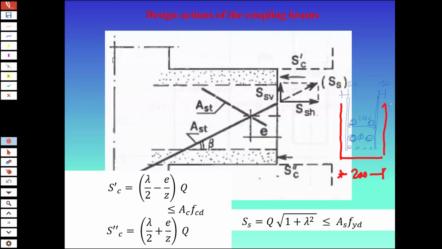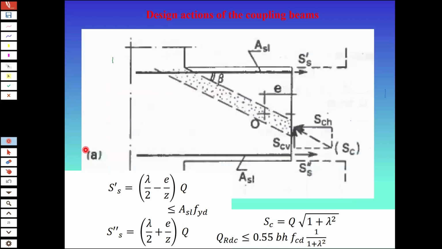So which are the solutions? Well, the solution can also be that we can employ a dual scheme of reinforcement. This dual scheme of reinforcement hypothesizes that there are longitudinal ties and a diagonal strut.